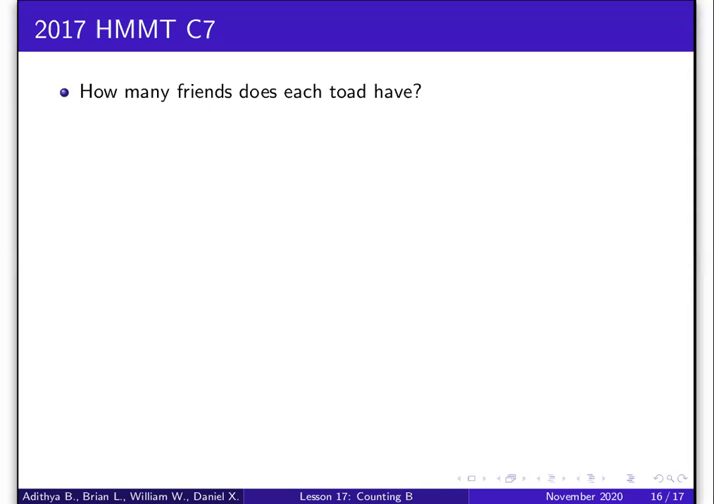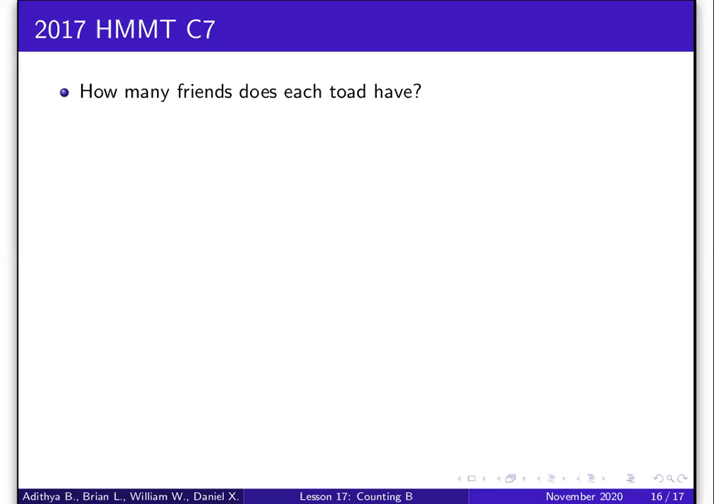And the reason why is that frogs each have 2 friend toads, which means that the total number of friendships is 2k. But since each toad has at least 2 friends, and there are k toads, we have to have equality everywhere. So each toad also has 2 friends. So each frog connects to 2 toads, each toad connects to 2 frogs.